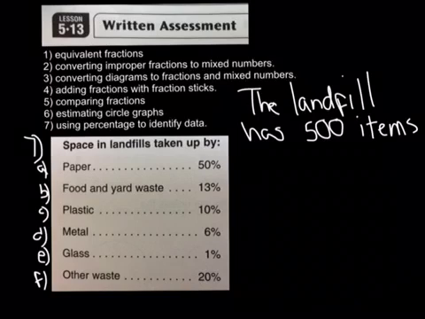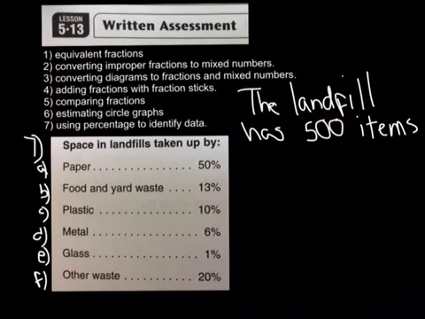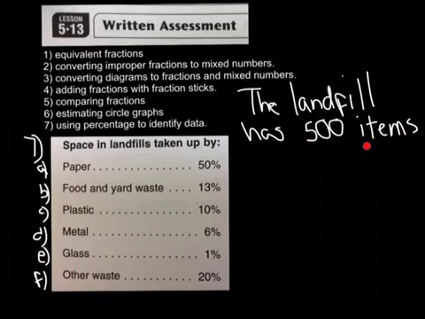And here are your questions. Copy this down as you see it here. Space in landfills taken up by paper, food and yard waste, plastic, metal, glass, and other waste. This is 7A, B, C, D, E, F. And one piece of data that you need to know is that the landfill has 500 items. A landfill has 500 pieces of garbage. 50% are paper, 13% is food and waste, 10% is plastic, 6% is metal, 1% is glass, and the other waste, miscellaneous waste, is 20%.